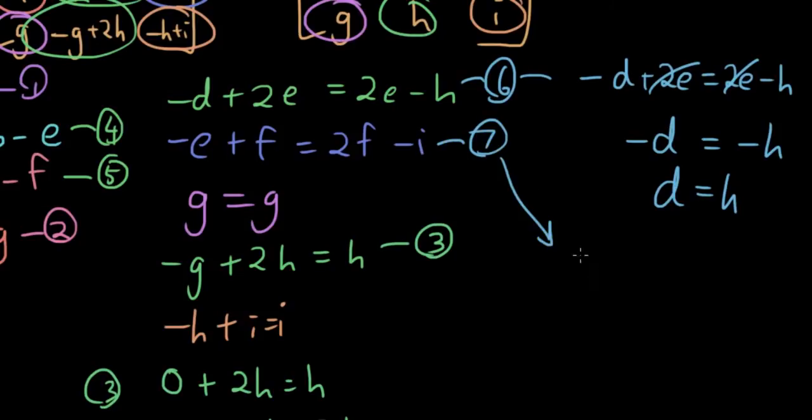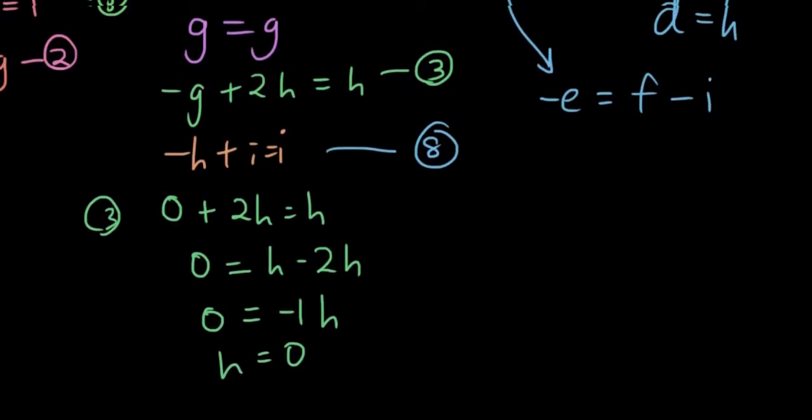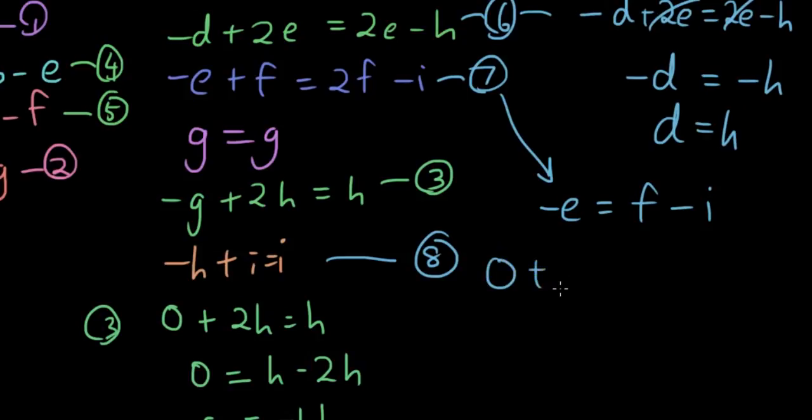So 7 is saying that negative e equals 2f minus f. So that's just f minus I. And then equation 8. Negative h plus I equals I. So do we know anything about h? Yep, h is 0, so 0 plus I equals I. So that's useless.